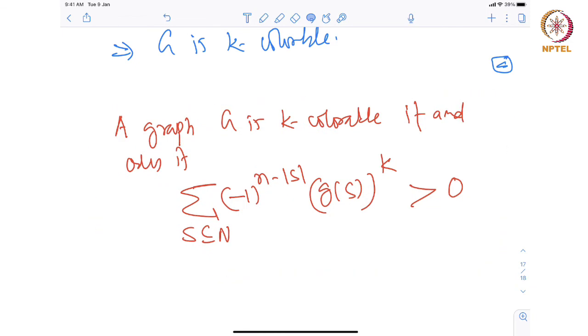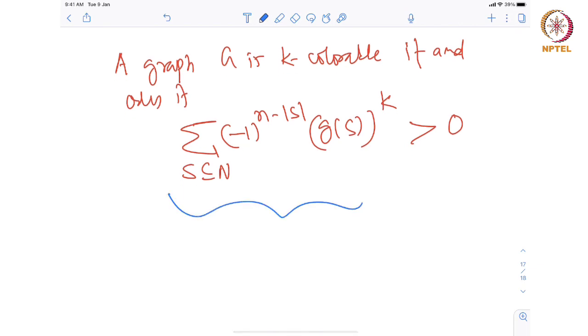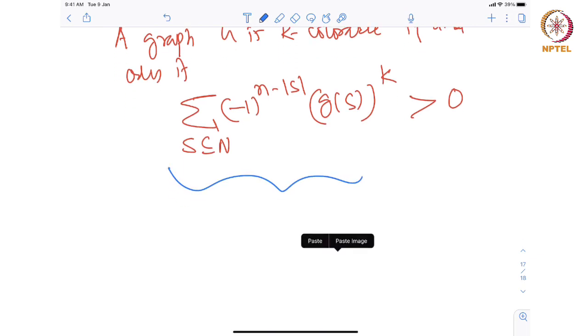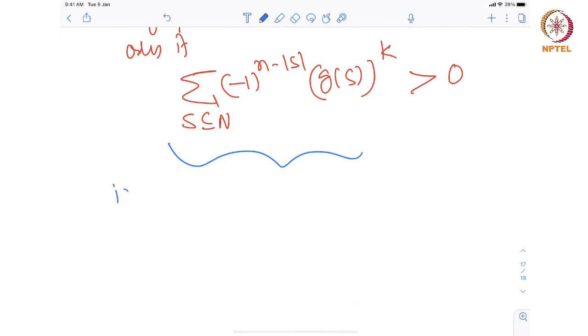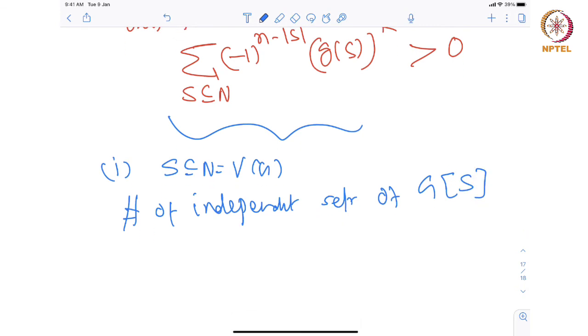What we would like to do is compute this quantity. What does it compute? For all S subset of N, which is the vertex set of G, it computes the number of independent sets, that is, the number of independent sets of the graph induced on S. We can do this very easily.